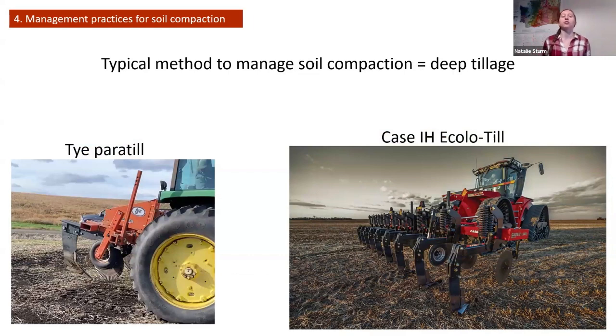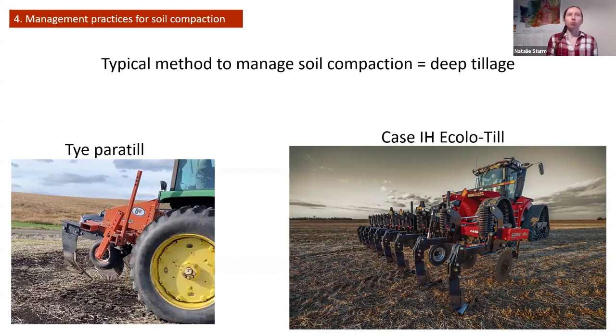Another really common method to manage soil compaction is to try to mechanically rip or loosen up a compacted soil layer. These are two examples here of some different deep tillage implements. On the left, there's a small plot size version of a paratill tillage implement, and on the right, we've got an ecolotill. Both of these implements, essentially the goal is you just throw them as deep as you can into the ground and try to lift or break up those deeper compacted zones.